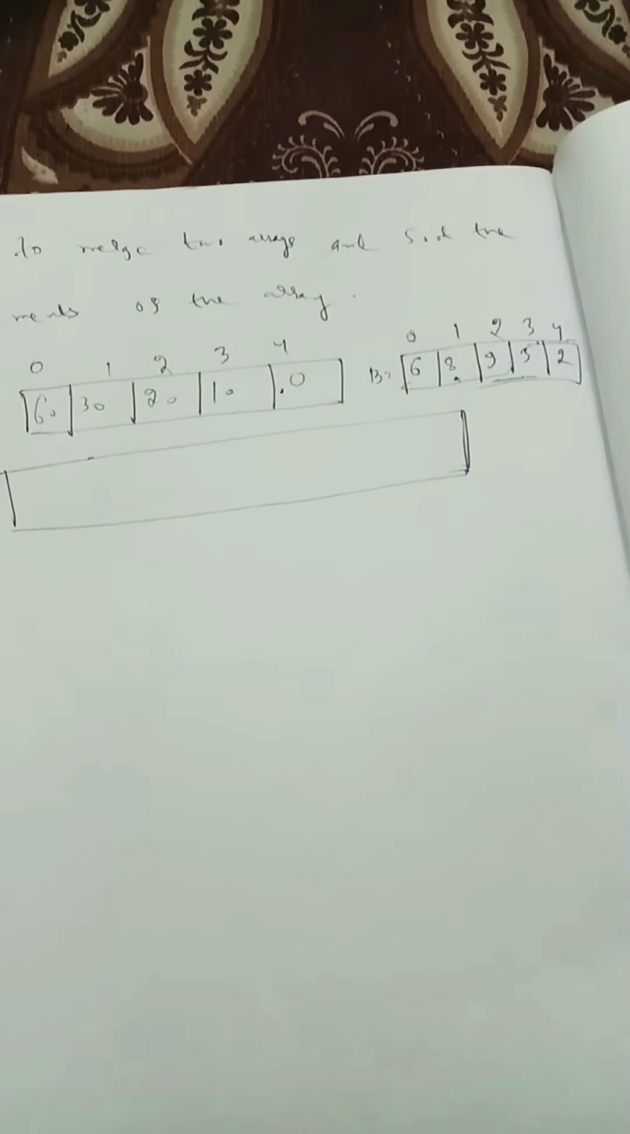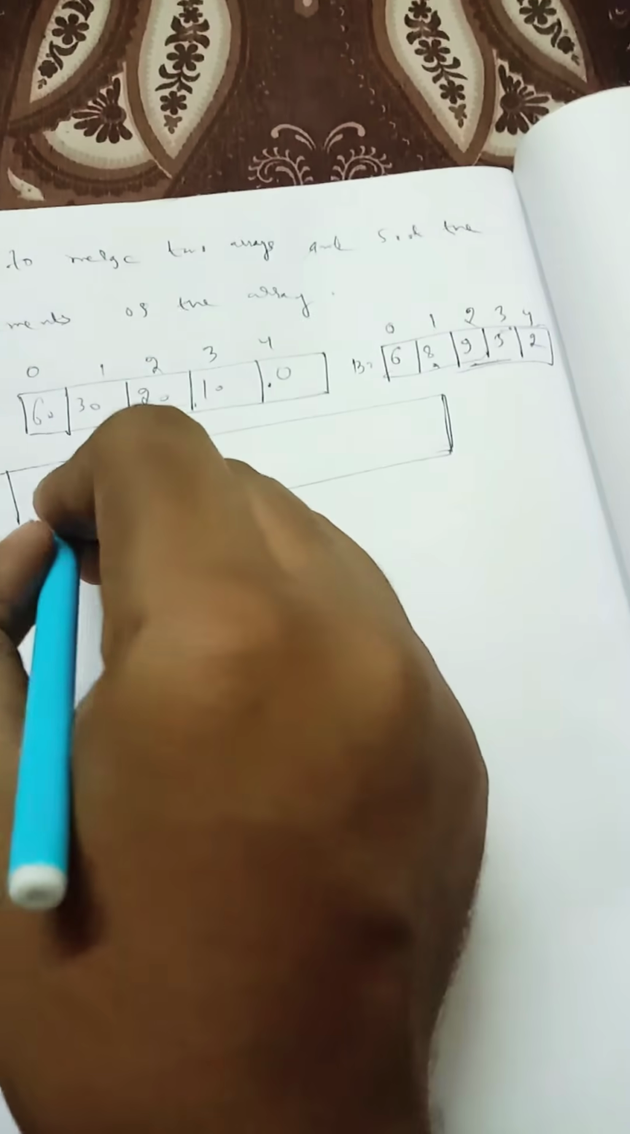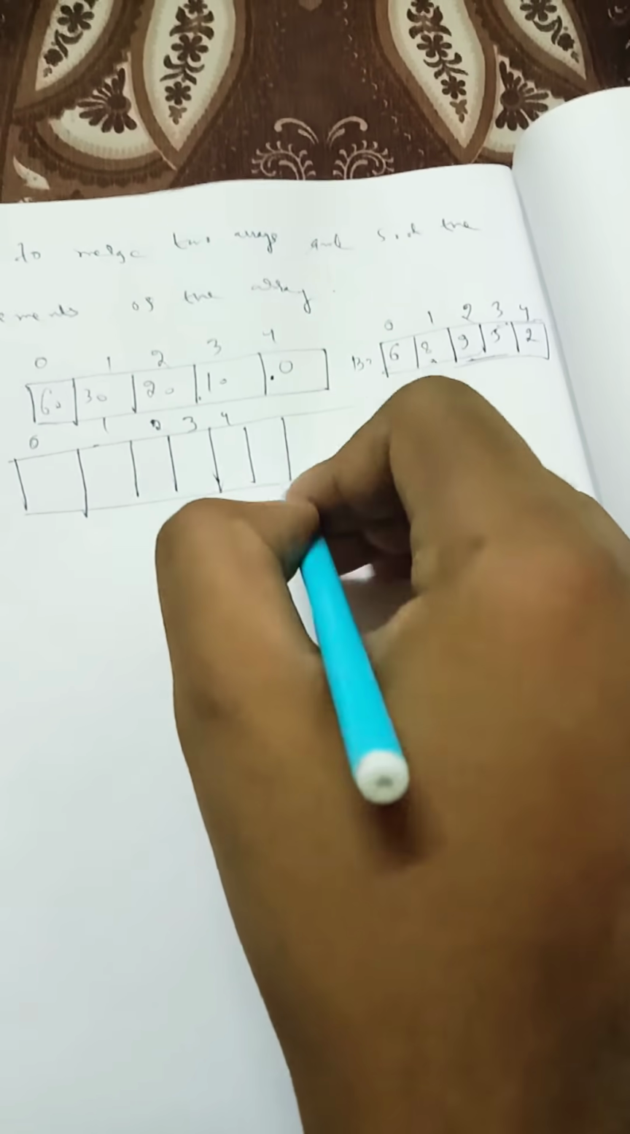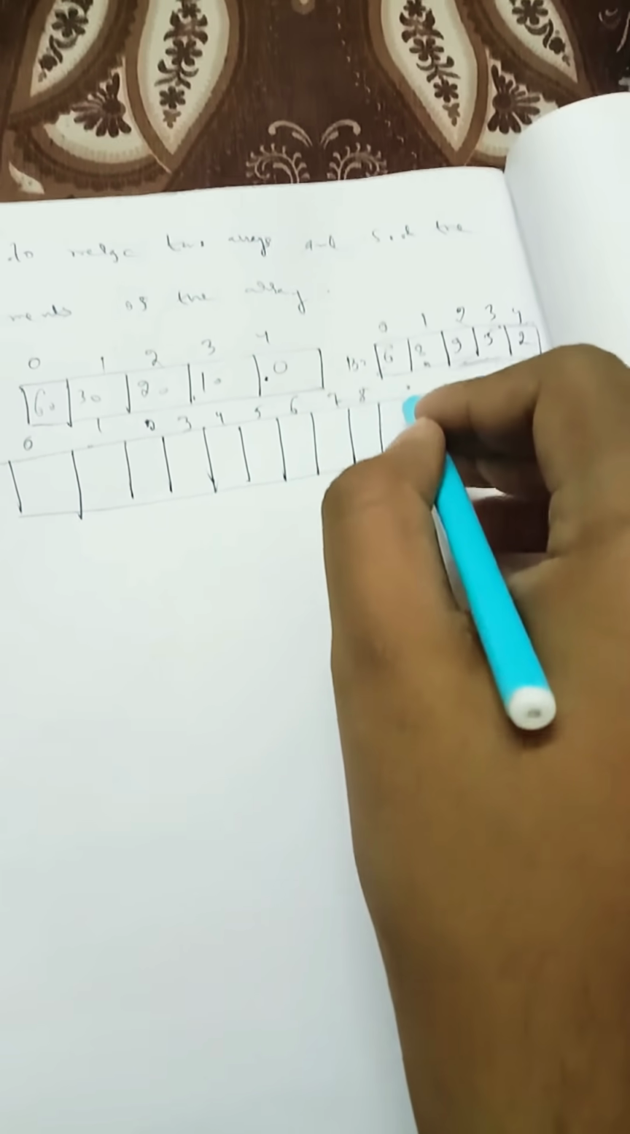Now let's take another array, k. This is the resultant array. So what will the resultant array be? It will take all the values of a and b into this. The length of a and the length of b is 5 plus 5, 10, so it will comprise 10 elements: 0, 1, 2, 3, 4, 5, 6, 7, 8, 9. So 10 elements are there.